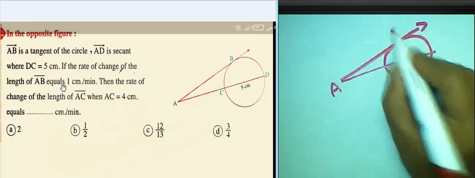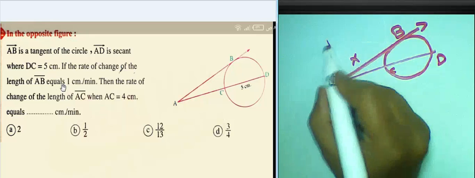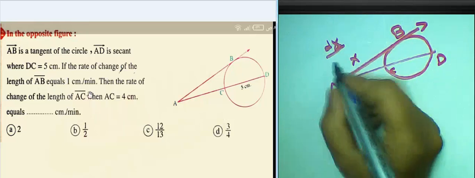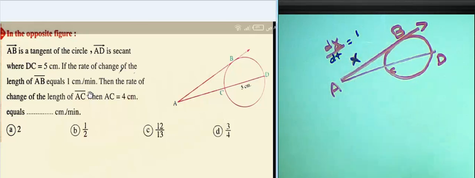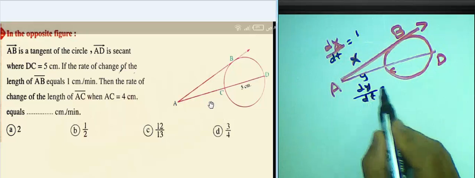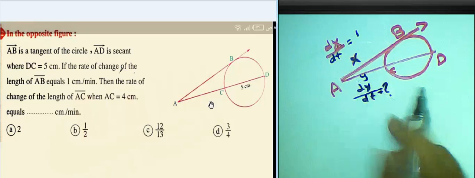Here we have A and B, and here C and D. We have here X, put X and he gives us dx over dt. He gives us this information: the rate of change of AB equal 1 cm per minute. So meaning dx over dt equal 1. And he gives us the rate of change of the length AC equal 4. Put this y, then dy over dt equal 4 cm per minute. No, he won't find a change. He gives us y equal, we won't find dy, okay.